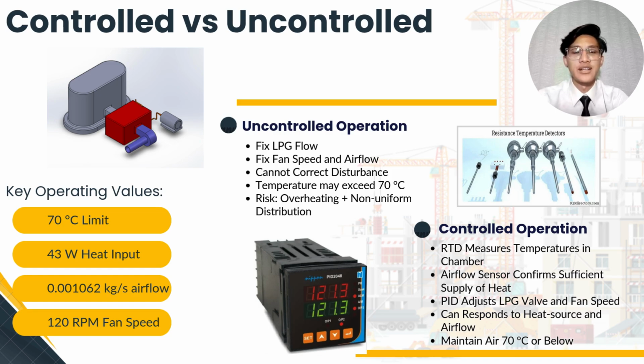In uncontrolled operation, the LPG flow and airflow are fixed, so the system cannot correct changes such as reduced airflow or extra heat loss. If the airflow drops while heat input remains constant, the drying air temperature may exceed 70 degrees Celsius. In a controlled operation, the temperature and airflow feedback are sent to the PID controller, and the controller reduces either the LPG flow or increases the fan speed to maintain the process air temperature below the safety limit.